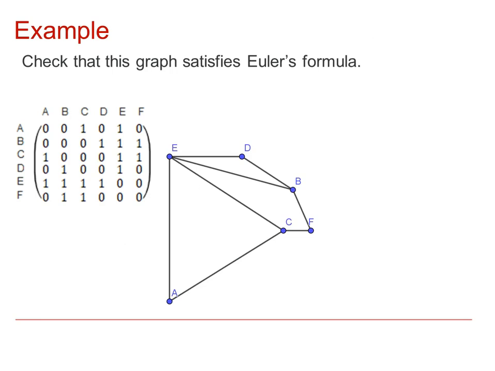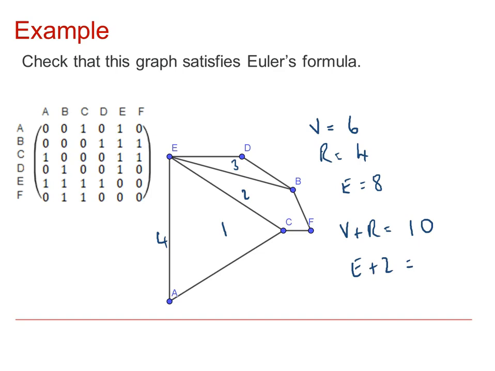We can consider the same formula for this graph that we drew, where this time the vertices is equal to 6, the regions 1, 2, 3, 4 again, and the edges, if you count them, there are 8. So we have that V plus R is equal to 6 plus 4, which is 10, and E plus 2 is 8 plus 2, which is also equal to 10.